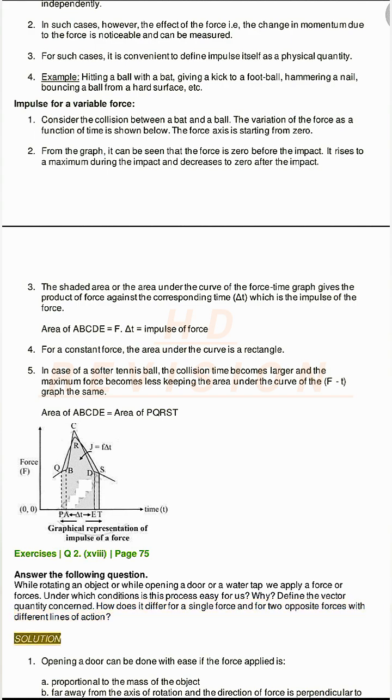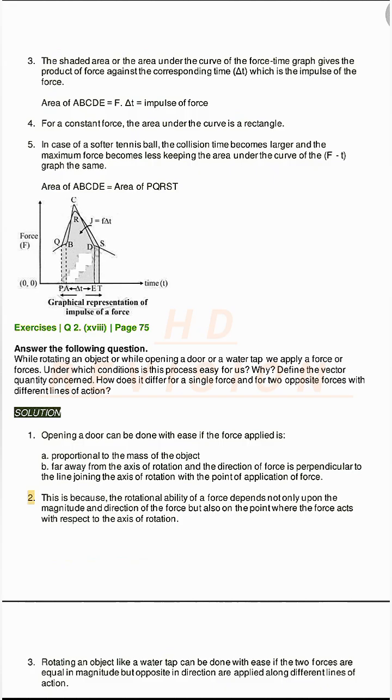Solution. 1. Opening a door can be done with ease if the force applied is A. Proportional to the mass of the object. B. Far away from the axis of rotation and the direction of force is perpendicular to the line joining the axis of rotation with the point of application of force. 2. This is because the rotational ability of a force depends not only upon the magnitude and direction of the force but also on the point where the force acts with respect to the axis of rotation.